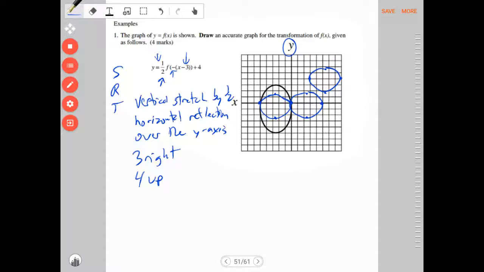Okay, so again, we do these things step by step. Okay, the stretches, then the reflections, then the translation, so SRT.